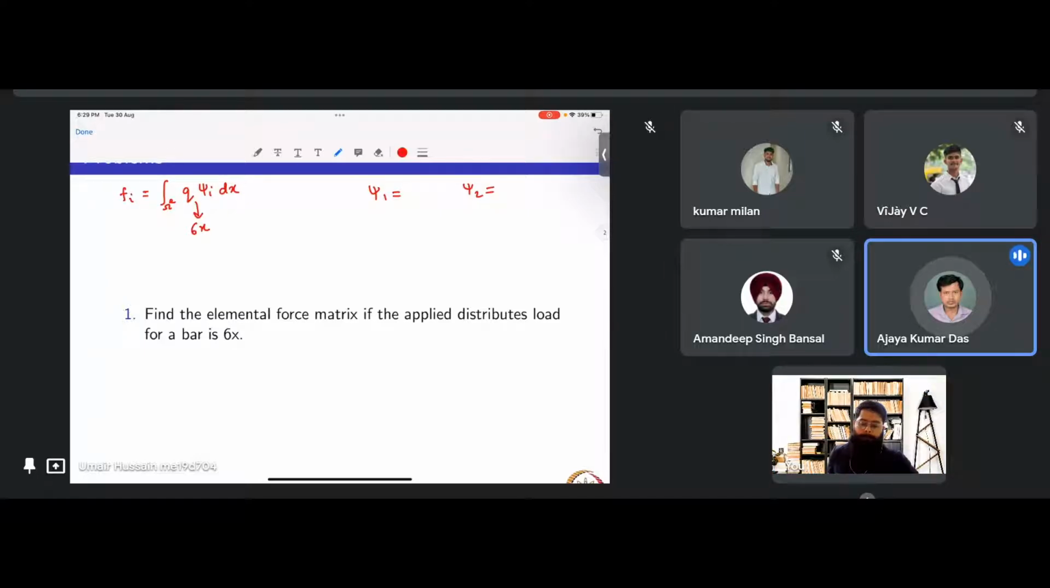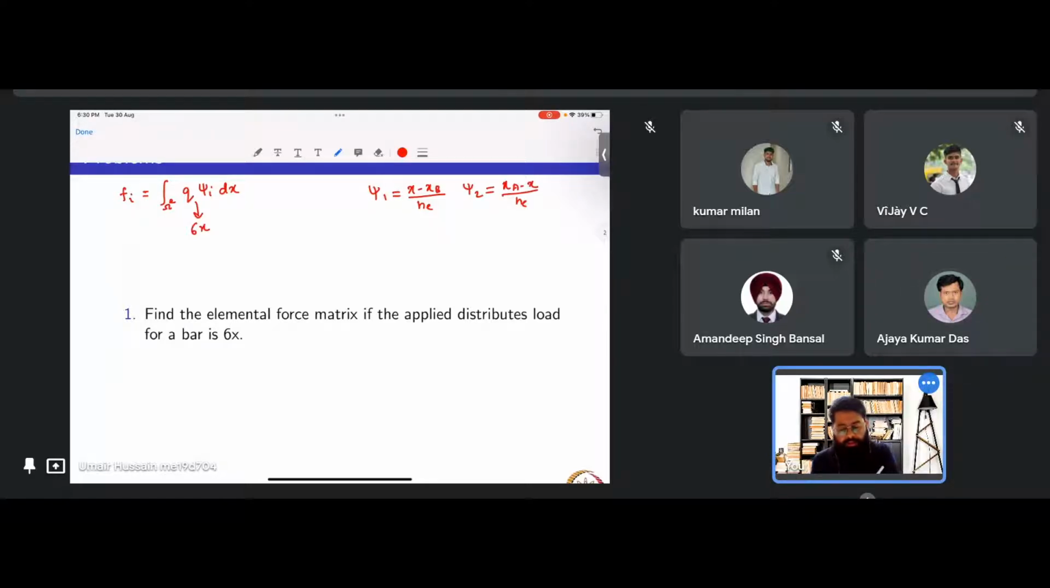X minus xa by he. X minus xa for which one? I think it's 1. Yeah, x minus xb upon he. And for 2, xa minus x upon he. Right, right. But there's one more formula for shape function we studied.